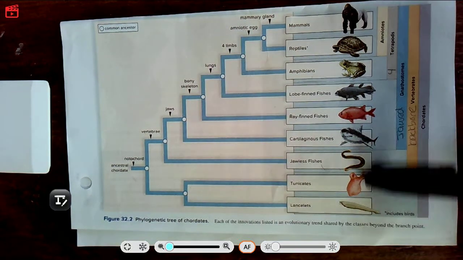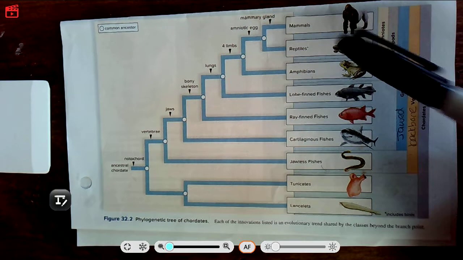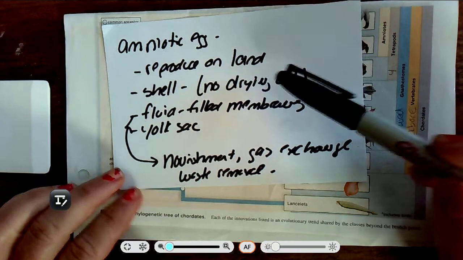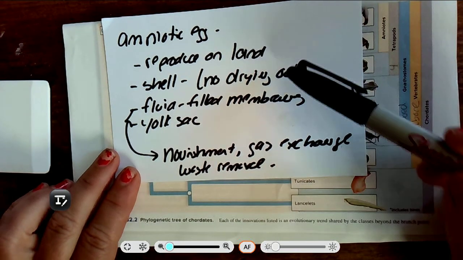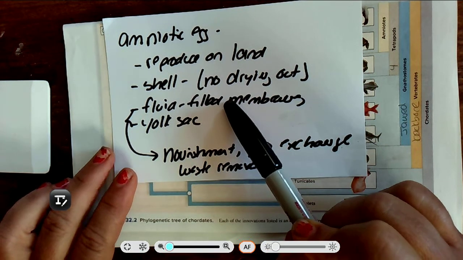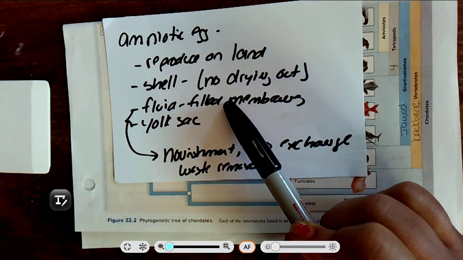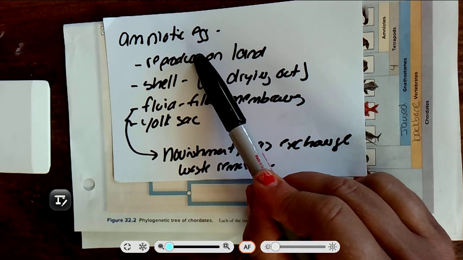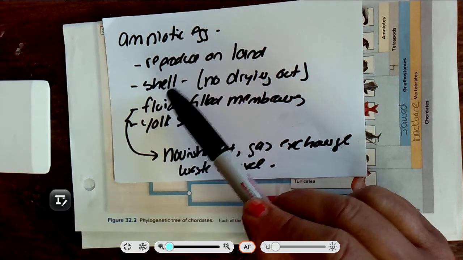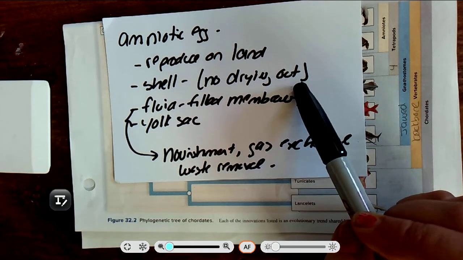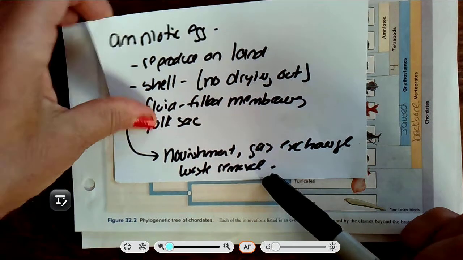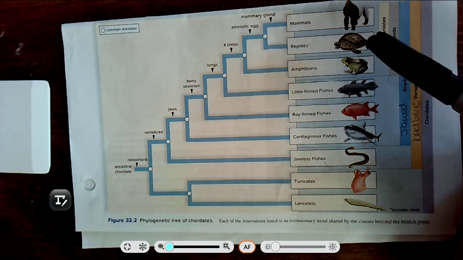But all of these organisms completely depend on the water to reproduce. When we get up to the reptiles, we see the amniotic egg. The amniotic egg allows animals to reproduce on land because it contains a shell. Think of the frog eggs in the water. They're just a jelly-like thing. Well, the amniotic egg, starting with the reptiles, birds, and even some mammals, monotremes, has a shell to prevent it from drying out, and then fluid-filled membranes and a yolk sac to provide nourishment, gas exchange, and waste removal for the developing embryo.